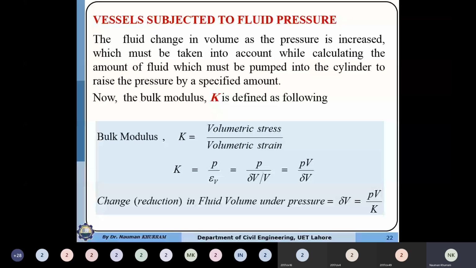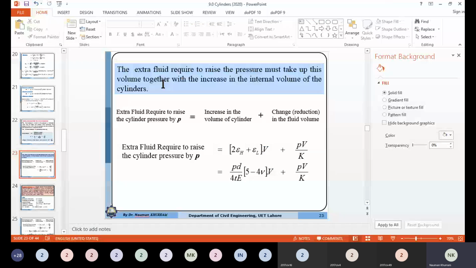So the volume of the cylinder is increasing and the volume of the fluid is also decreasing at a certain pressure. It means that this much is the extra. We have some extra space available in the cylinder that can be filled by some extra fluid. So how can we compute that value? The extra fluid required to maintain the pressure P, to raise it to the required level, is equal to the increase in the volume of the cylinder, the geometric increase, plus the reduction in the fluid volume.